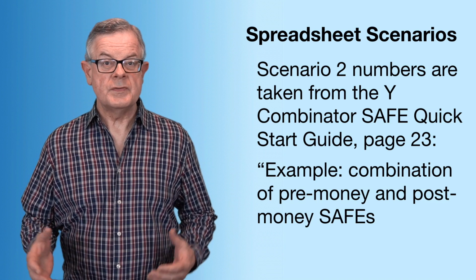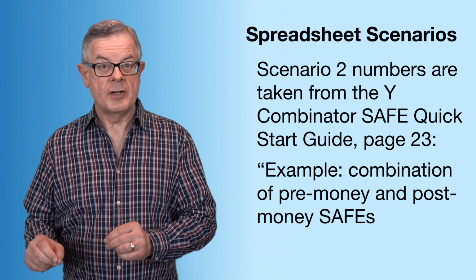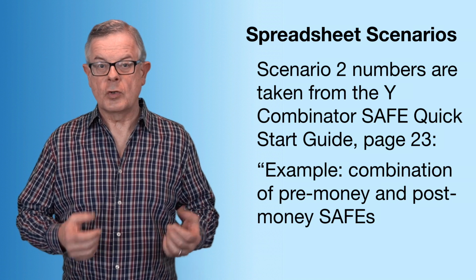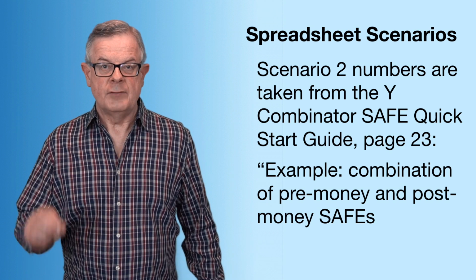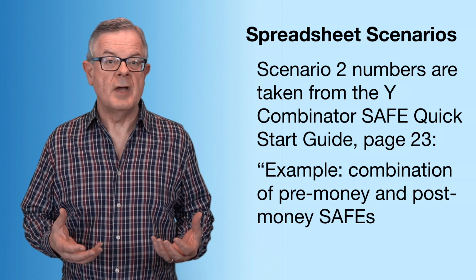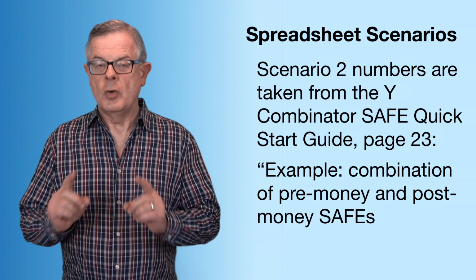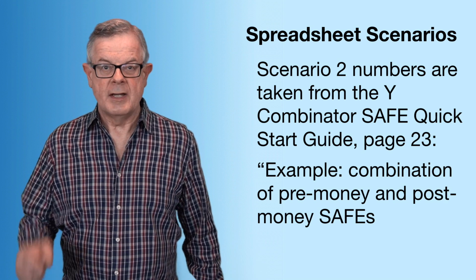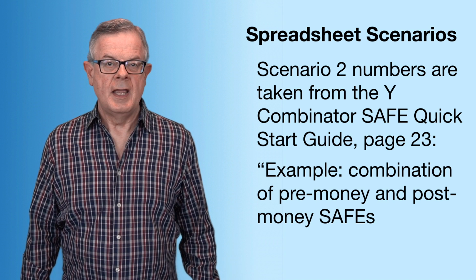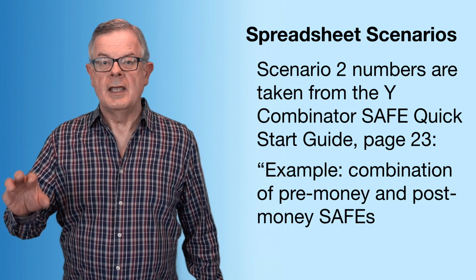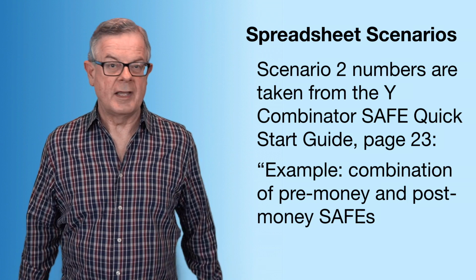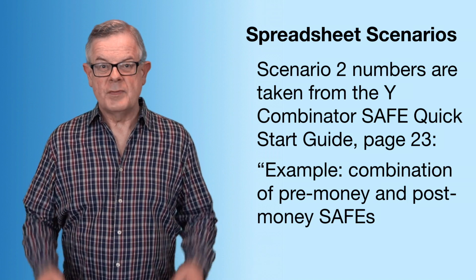Now, the numbers we'll use in the spreadsheet specifically for scenario number 2 follow the example in Y Combinator's Quick Start Guide for Safes. If you look on page 23 under the example combination of pre-money and post-money safes, we're using those numbers. Now you can download the Quick Start Guide with a link in the notes and follow along to see how the spreadsheet numbers match the numbers in the Y Combinator example. So let's walk through the spreadsheet.